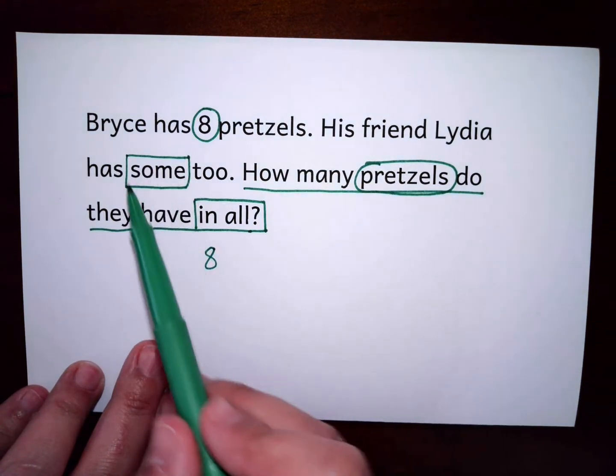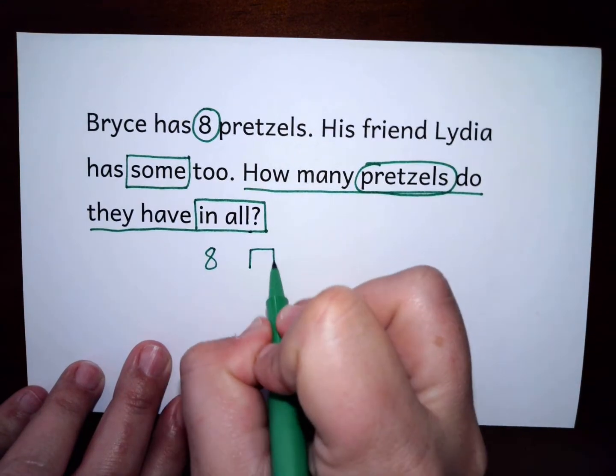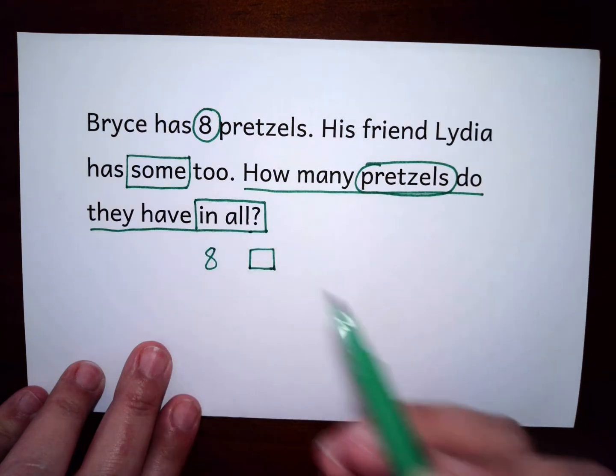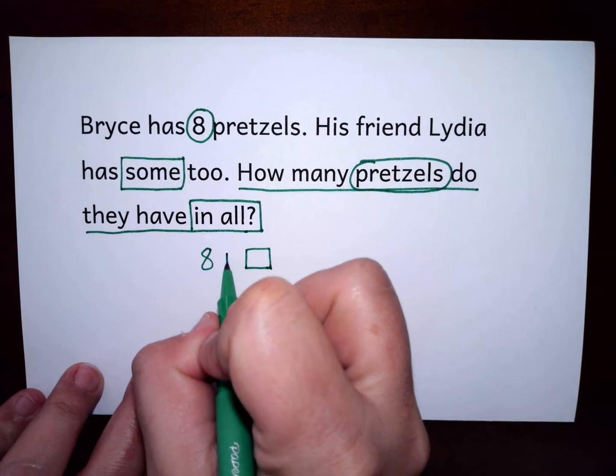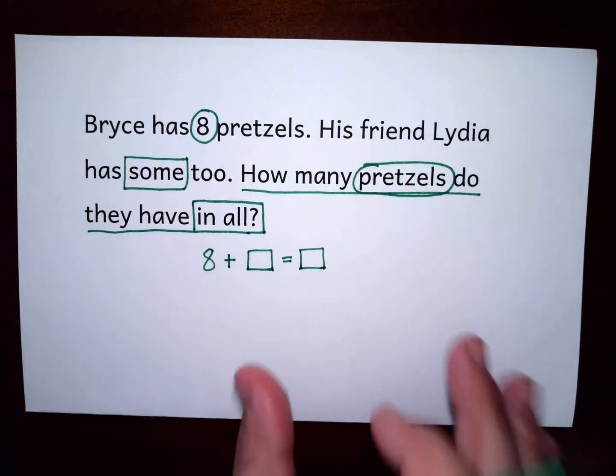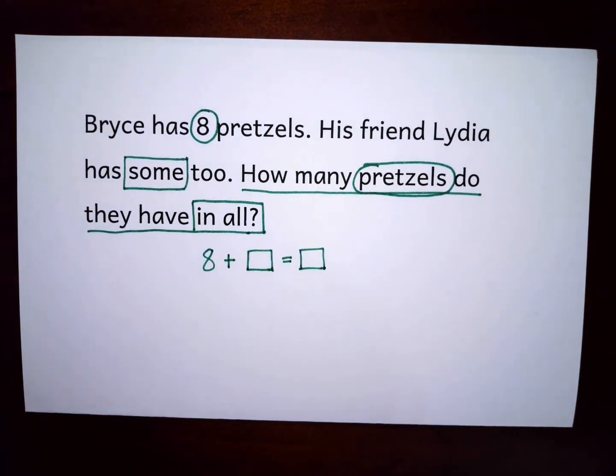I know that his friend Lydia has some, so that means that's a box. And I see the words in all, so I know that I'm trying to find a total. So if I'm trying to find a total, I'm going to be adding, but I don't know my total. So now in this problem, I have 2 unknowns. Can I solve a problem with 2 unknowns? Looks like there might not be enough information in this problem. So what we're going to do today is practice adding information that is missing.